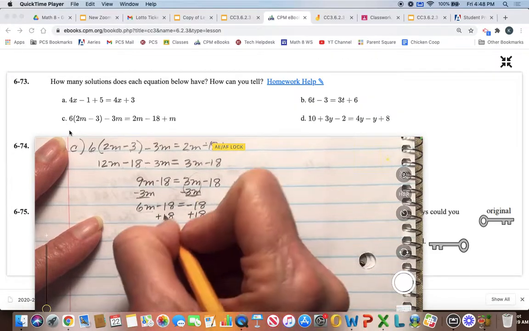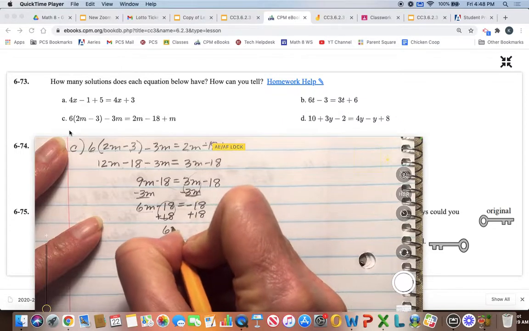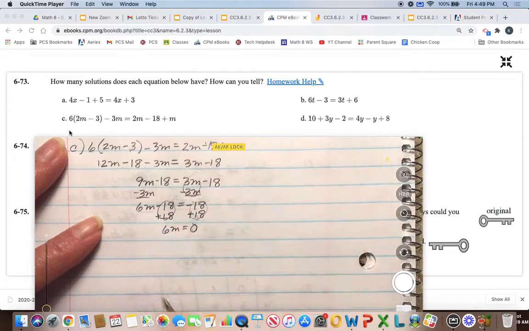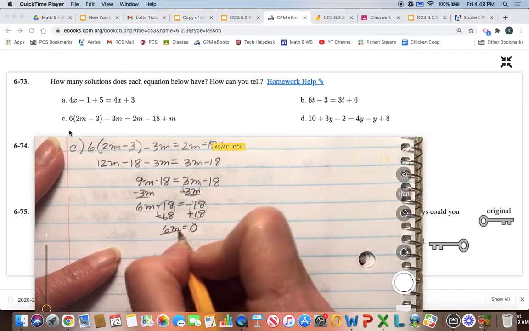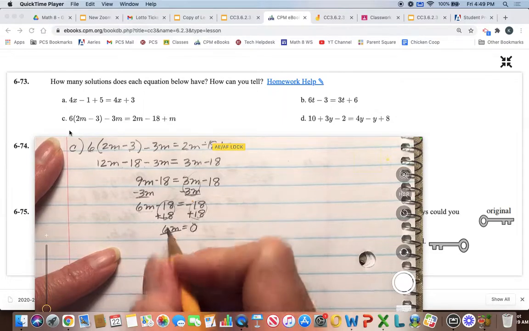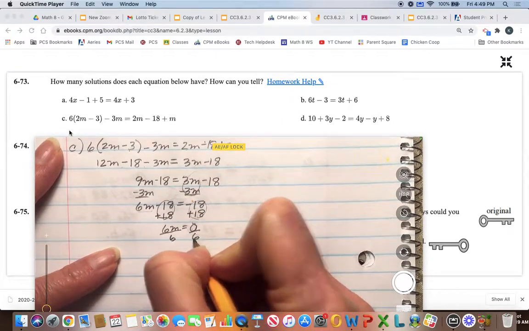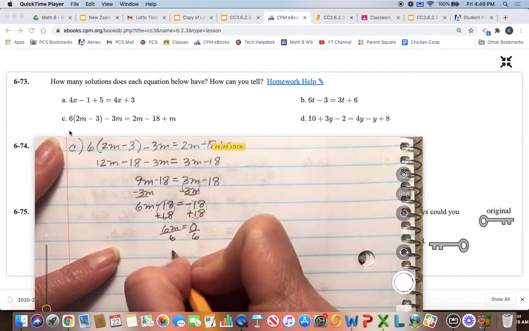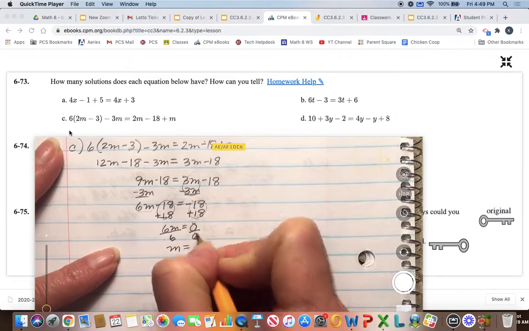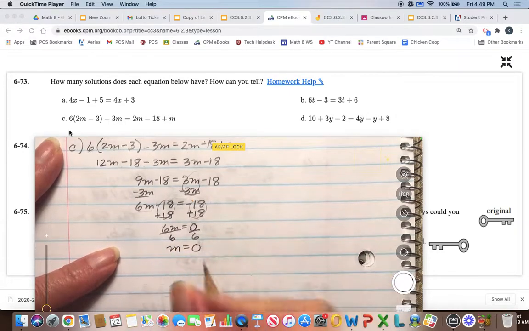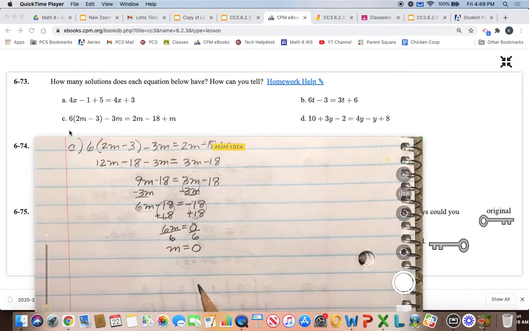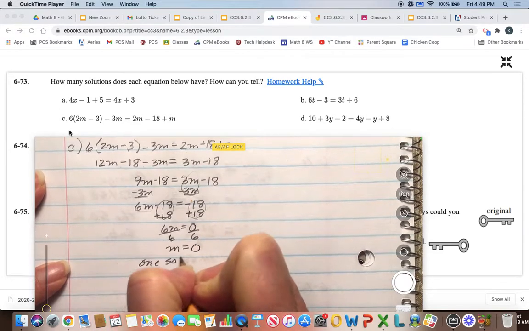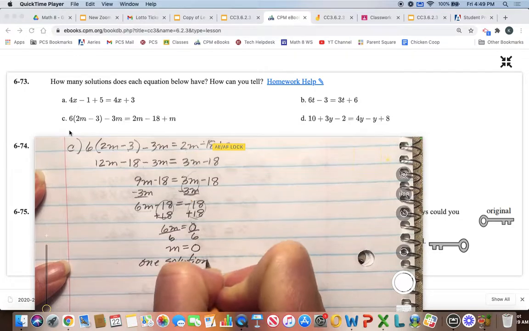So on this side, this is zeroed out, and we just have 6m. And then on this side, this actually is also 0. So when we divide 6m by 6 to isolate the m, we'll be dividing 0 by 6. And of course, 6 over 6 is 1. 1 times m is just m. And we know 0 over 6 is equal to 0. So this is our solution to the equation. So that is one solution. So there's only one solution to this equation.